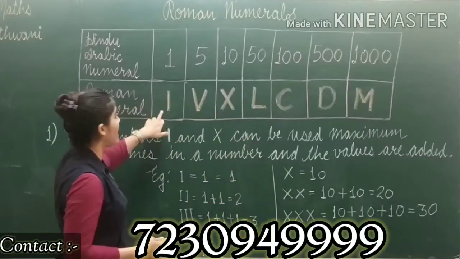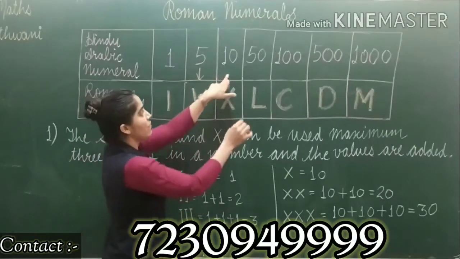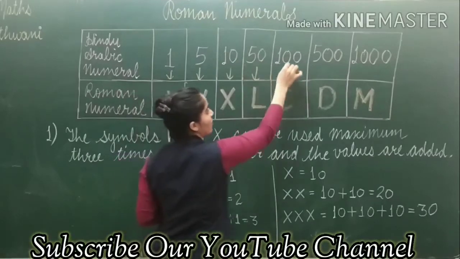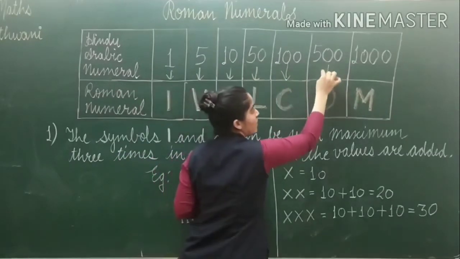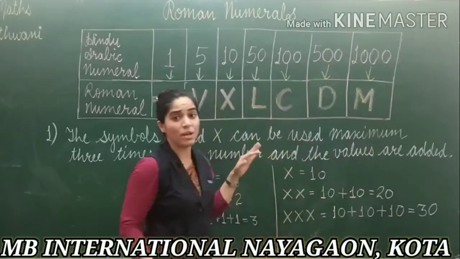For 1, we have the sign I. For 5, we have the sign V. For 10, we have the sign X. For 50, we have the sign L. For 100, we have the sign C. For 500, we have the sign D. And for 1000, we have the sign M. These are the basic Roman numerals.